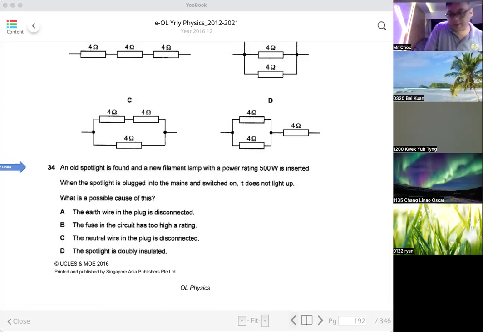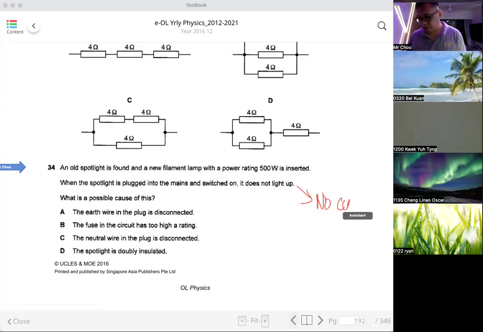Okay, so it does not light up means there is no current. So which of these 4 reasons will give you no current?